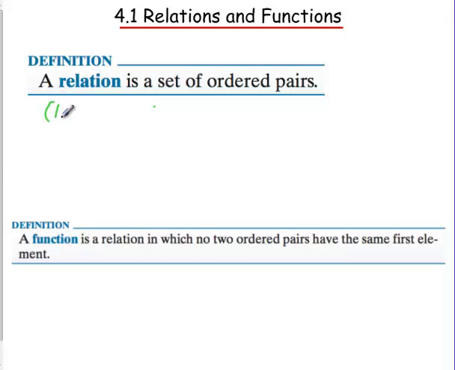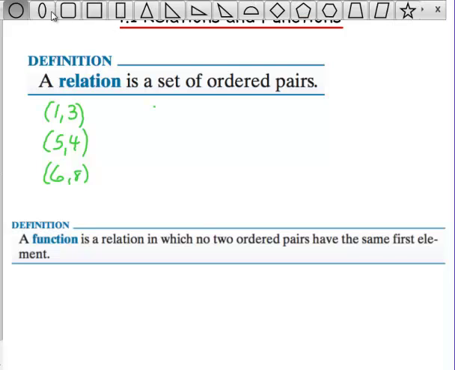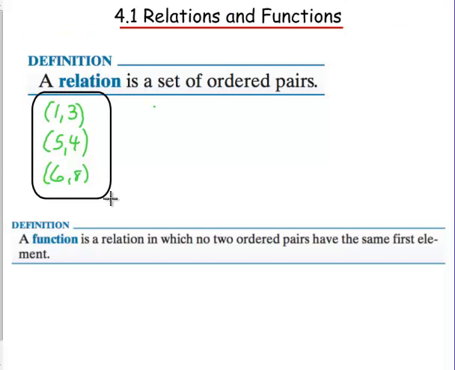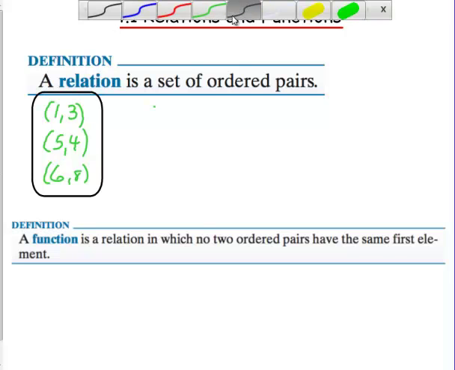So I can do 1 paired with 3. I can do 5 paired with 4. And I can do 6 paired with 8. And we call this whole thing a relation because we just paired them all together. But I can pair anything together.